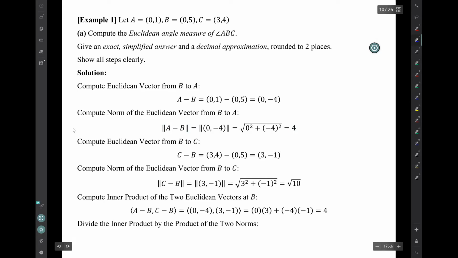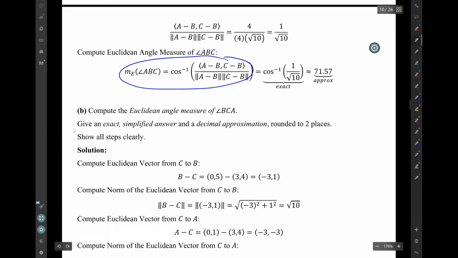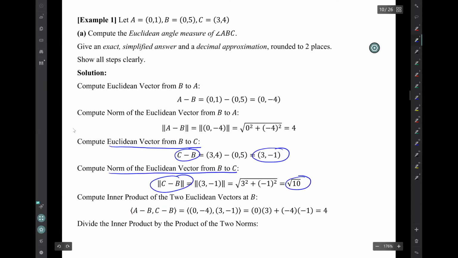And then it goes on in a similar fashion. I compute this quantity, which is called the Euclidean vector from b to c. I get that vector. I compute the norm of that vector, and I get that number. And then finally, I compute the inner product of those two vectors. That expression is an expression that I need in order to do this calculation, and I give it a name. It's the inner product of those two Euclidean vectors. Remember how to compute the inner product of two vectors. You take the product of the x coordinates, and you take the product of the y coordinates, and then you add them together to get this result.